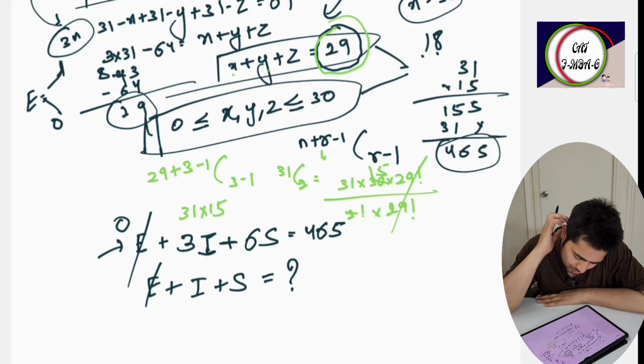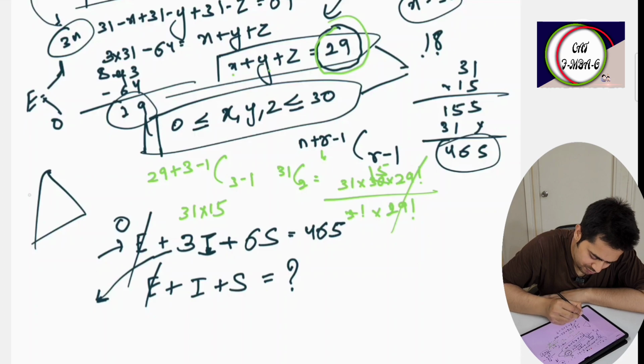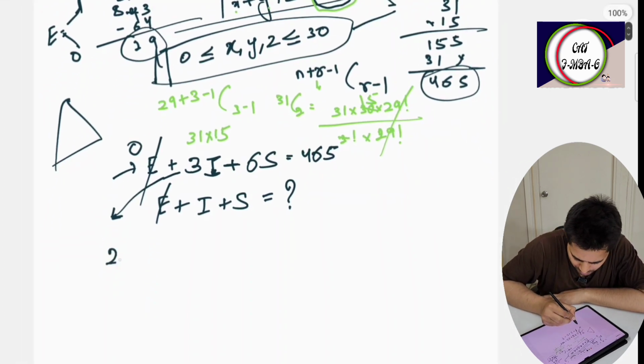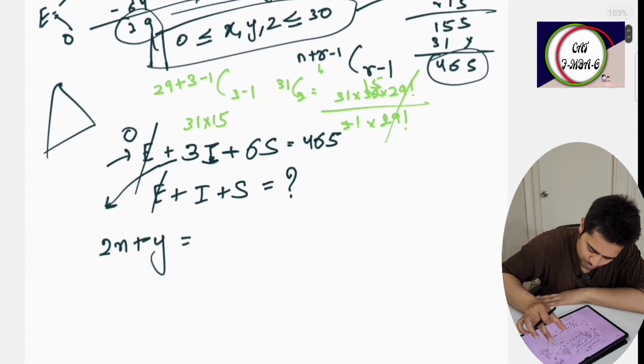Now what we will do is, let us say we have to find isosceles triangles. In isosceles, two sides will be equal. So let us say x is equal to z. So we use it in this equation: 2x plus y is equal to 29.